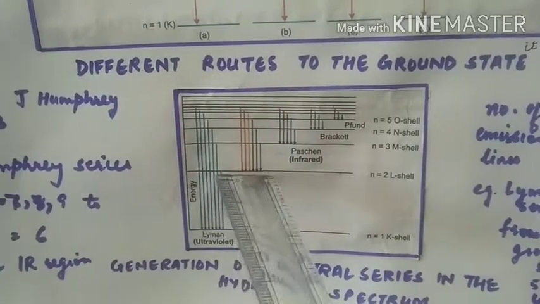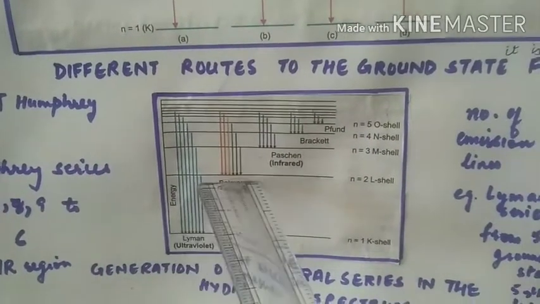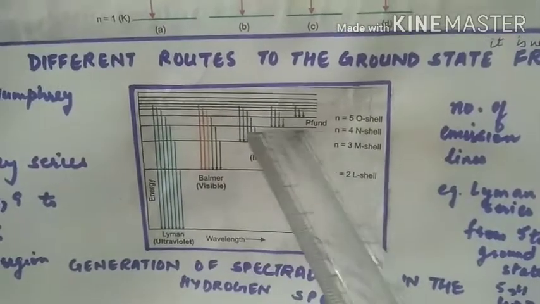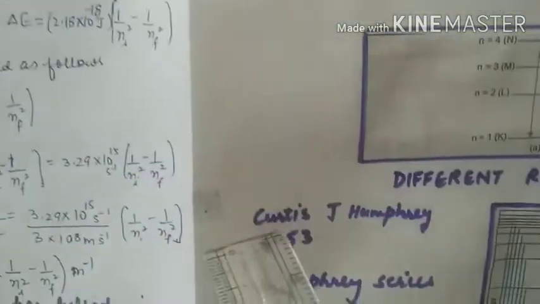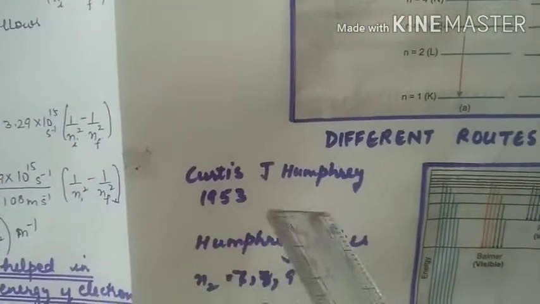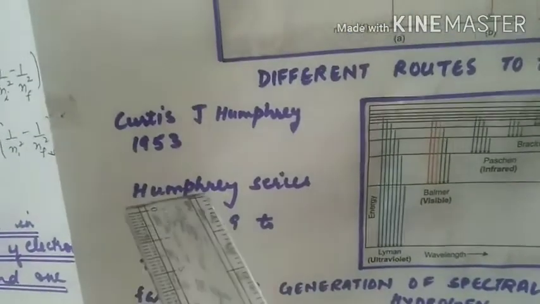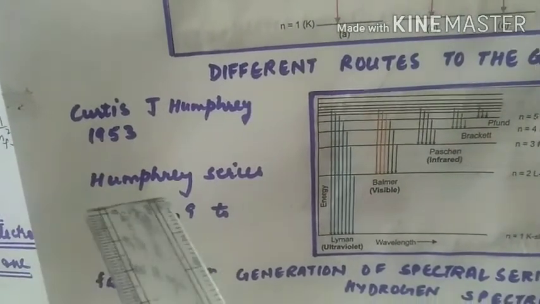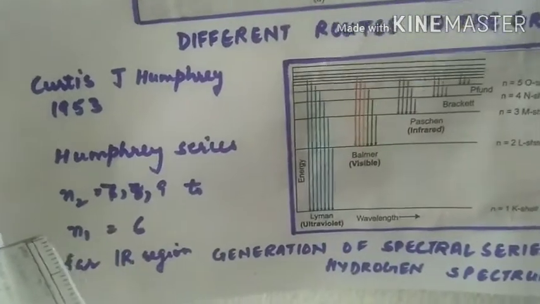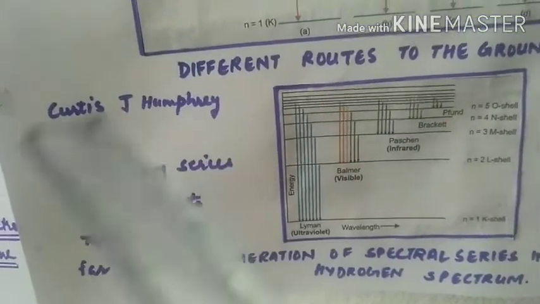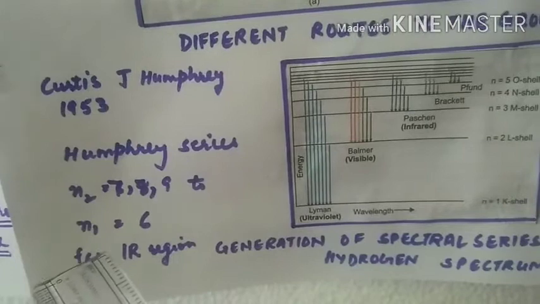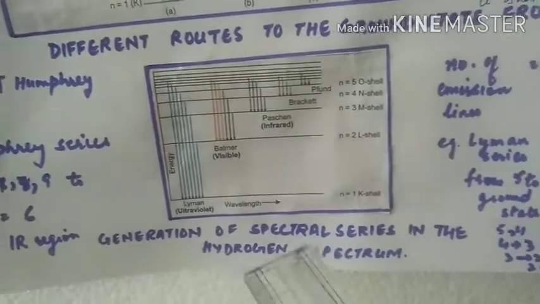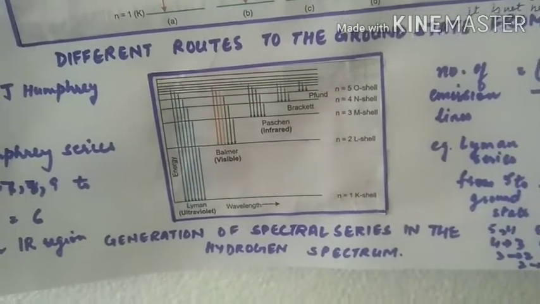This is the Lyman series, which appears in the ultraviolet region, the Balmer series in the visible region, and Paschen, Brackett and Pfund in the infrared regions. In 1953, Curtis J. Humphreys discovered another band in the hydrogen spectrum. He named this series the Humphreys series, in which the value of N1 is 6 and N2 is higher than 6: 7, 8, 9 and so on. Electrons jump from higher levels to the 6th level, and this band appears in the far infrared region.